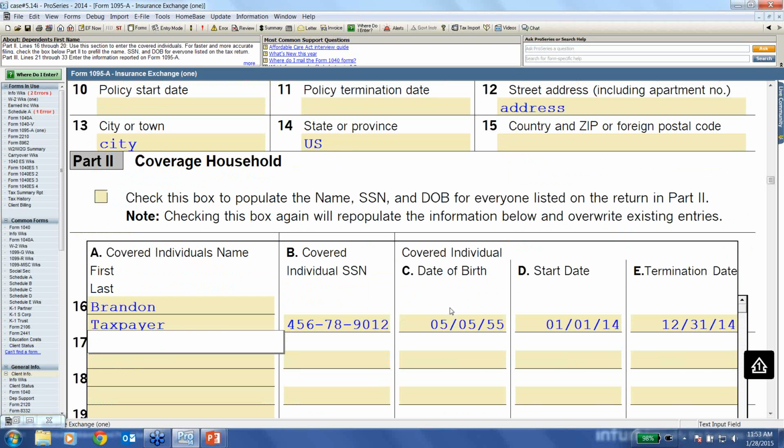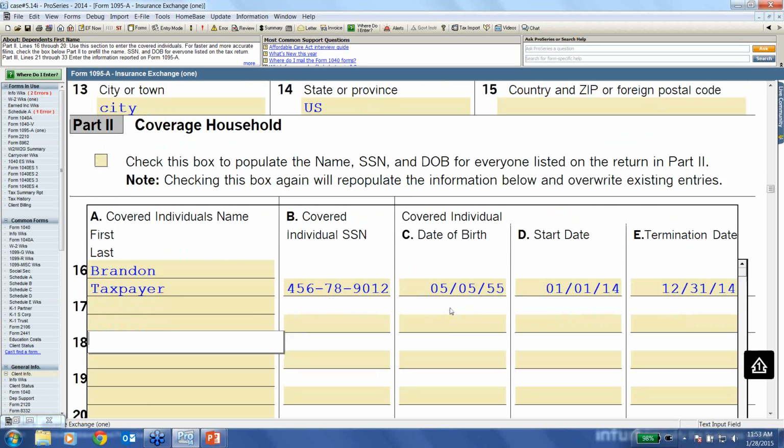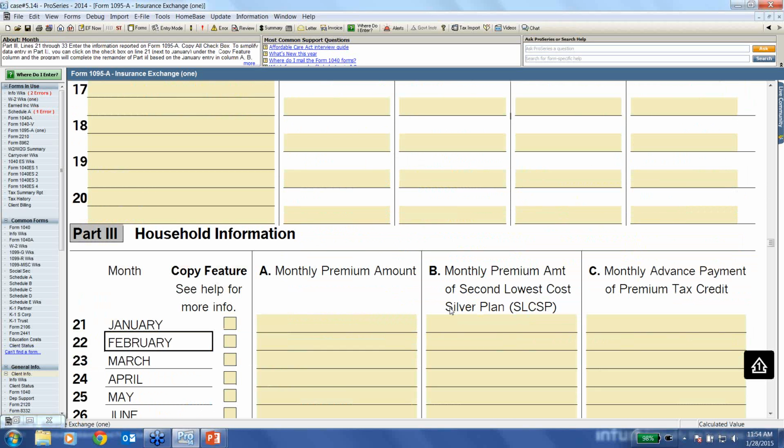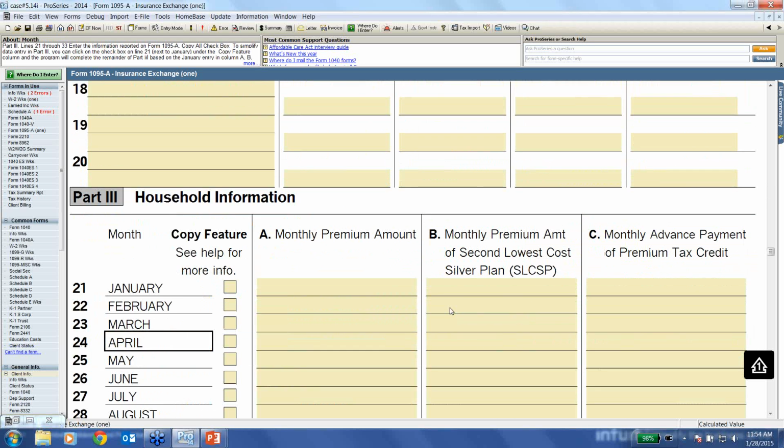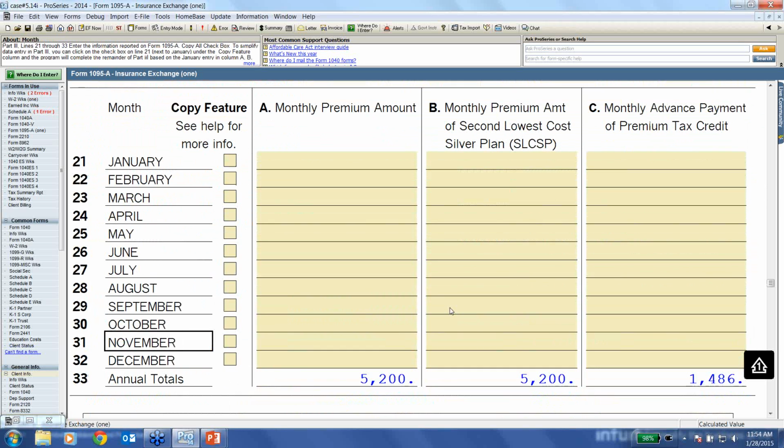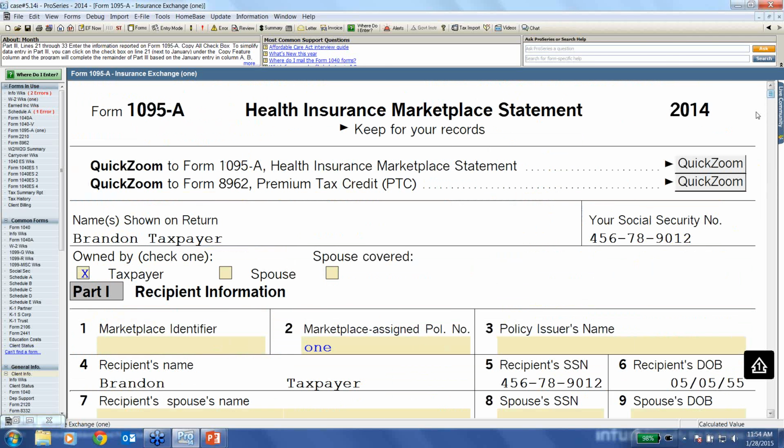Okay, this section here shows that Brandon had coverage for the full year, so no penalty. And then we go down to the annual total, $5,200 for both the premiums and the second lowest cost silver plan. The advance payment of the premium tax credit, the yearly total is $1,486, as we said in the example.